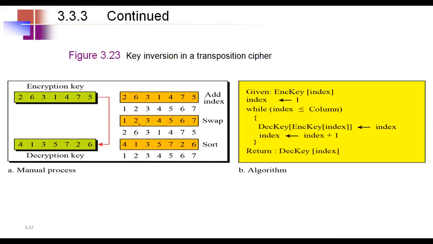For that purpose, the key used at encryption is taken as the encryption key. To get the decryption key, first write down the encryption key in the table and add the indexes 1 to n to their positions. For this table, these are the indexes. Swap the indexes and the values. Then sort these values based on this index. This is first, this is second, like that. Then finally, this is the decryption key.